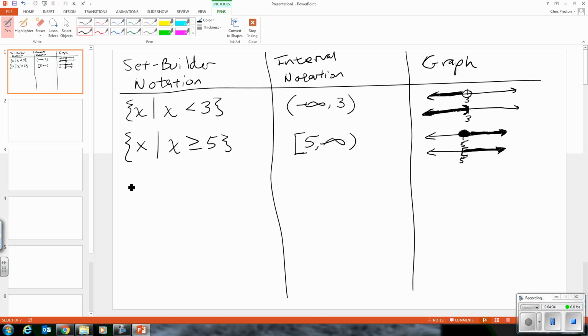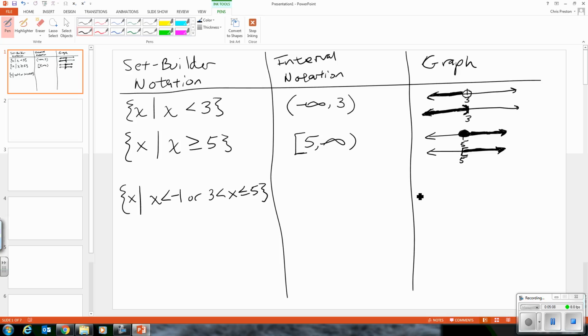All right. Let me do one more of this notation here. So let's say x such that x is less than negative 1, or x is between 3 and 5 but not including 3, but 5 is included. So x is greater than 3, but less than or equal to 5.